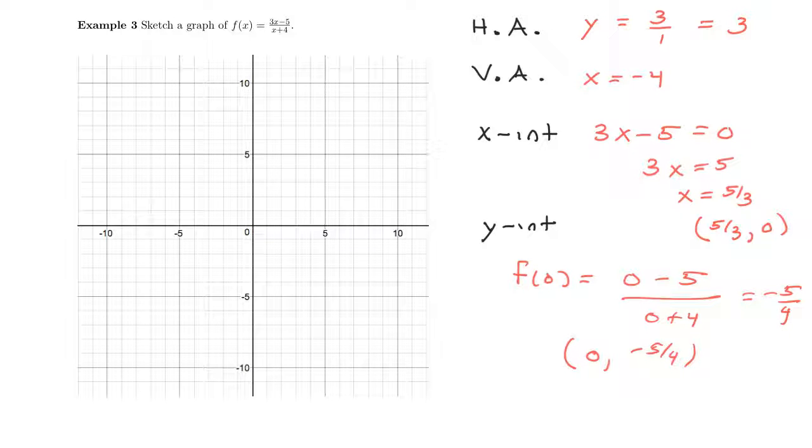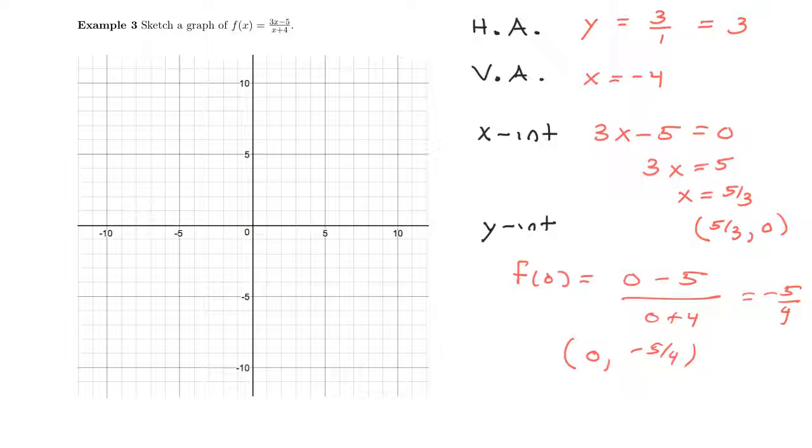These four things will really help us get a better sketch of this graph, but just to recap, the place where the denominator was 0, that's a vertical asymptote. The place where the numerator is 0, that's an x-intercept. The ratio of the first two terms, that's the horizontal asymptote. And the ratio of the last two terms, that's going to be a y-intercept.